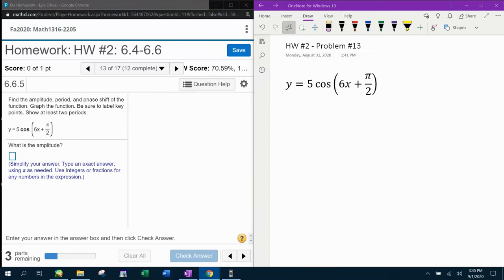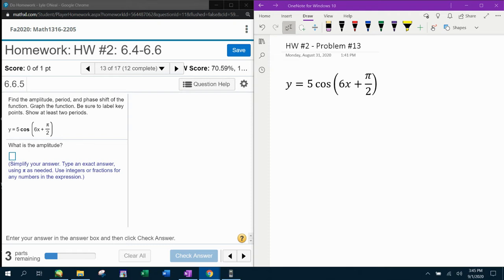All right, here we go. Problem number 13 from our 1316 homework number 2 in MyLab Math. They want us to find the amplitude, period, and the phase shift, graph the function, and some more stuff, okay?